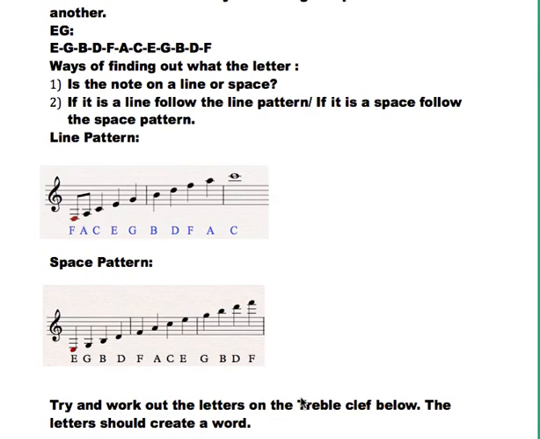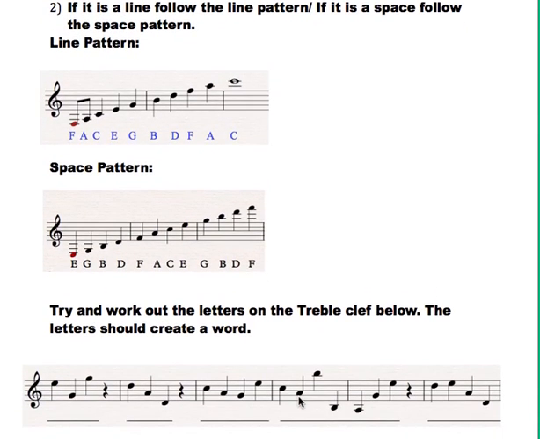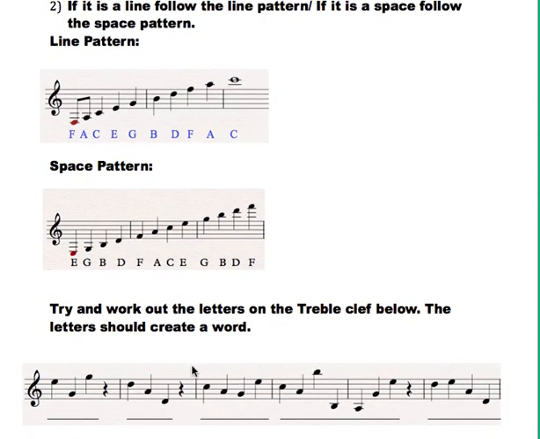Now let's have a look at the further questions below and try to work out what the letters are on the treble clef. We're going to be working on the first bar together, and I would like for you to continue on with the letters in the next few bars ahead. Now let's have a look at the first letter. We can see clearly that the note is on a space. There's no line going through it. So we must follow the pattern of the spaces. F, A, C, that letter would be E.